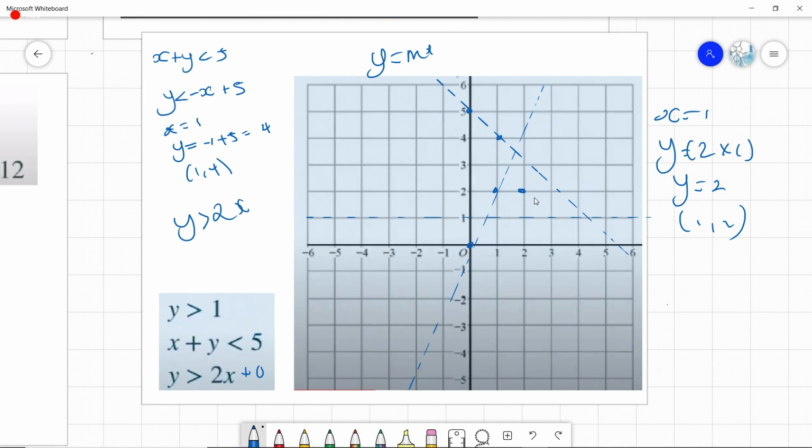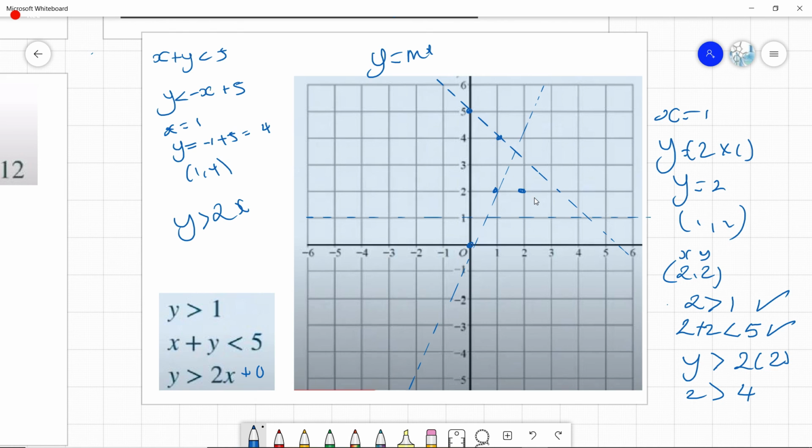So let's take 2, 2 for testing. So 2, 2, our x value and y value. So that means the first situation is that y is greater than 1. 2 is greater than 1, that passes the test. Then it says if you add x plus y, so 2 plus 2, is it less than 5? Yes, it is. Then it says that y is greater than 2 lots of x. So 2 lots of x is 4 and y is 2. 2 is not greater than 4. So it can't be this region. This region does not satisfy the last one.